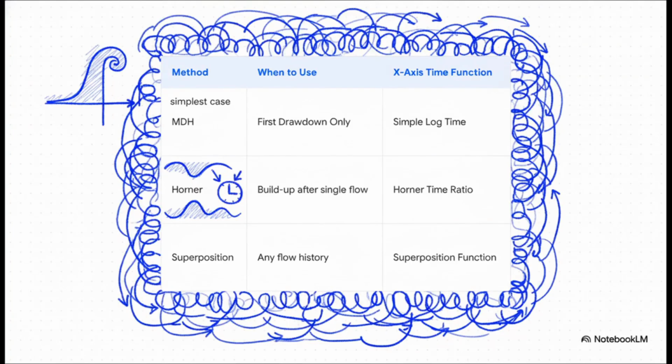This table really sums up our journey perfectly, doesn't it? We started with MDH for the absolute simplest case. Then we moved up to Horner for the next level of complexity. And now we're at superposition, the powerhouse method that can handle any flow history you can possibly throw at it.